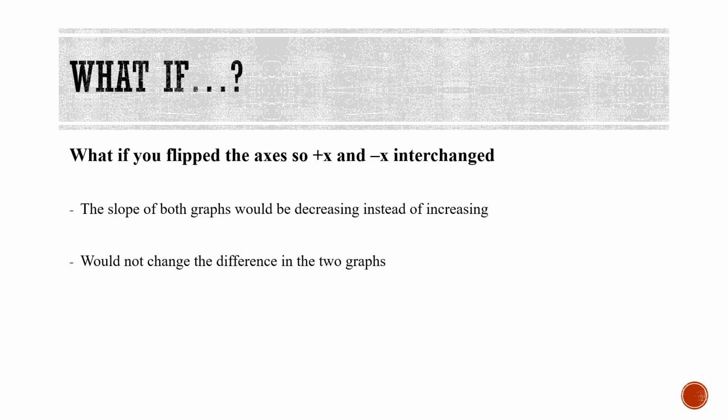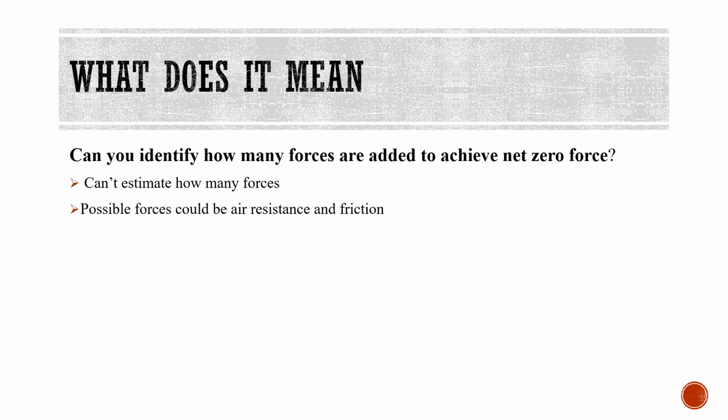So finally, onto the questions. What if you flip the axes so that plus x and minus x axes were interchanged? This would result in the slope of both graphs becoming decreasing instead of increasing, but it wouldn't actually change the difference in the two graphs as the data points aren't changing.